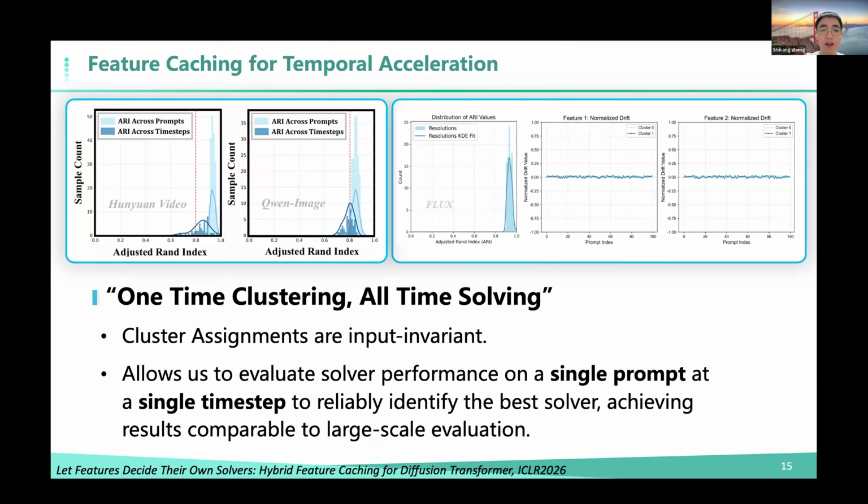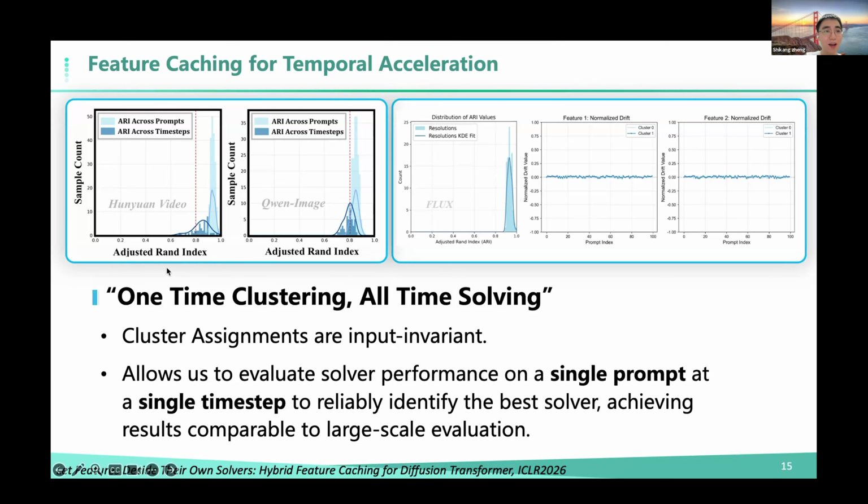because the cluster assignments and the solver selections are input invariant, which means they are invariant to the input prompt, the resolutions, and different time steps. They are all pretty similar. So we compute the adjusted Rand index of these cluster assignments, and we found that most of them are above 0.8, which statistically means the two distributions are very similar to each other.